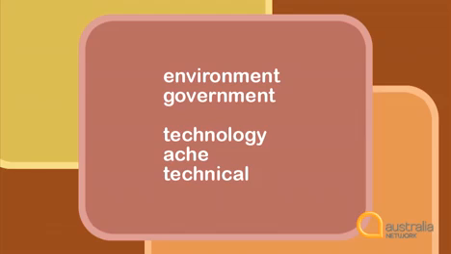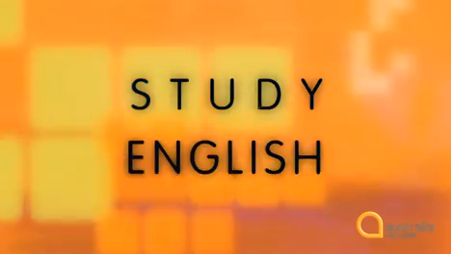Sometimes misspellings occur because some letters in the word aren't clearly heard. Look out for the N in environment and government, and the CH in technology, ache, and technical.